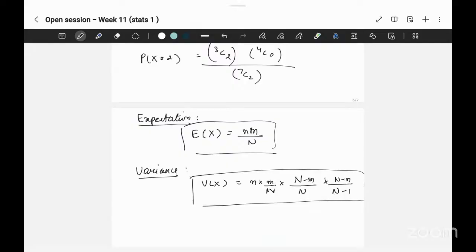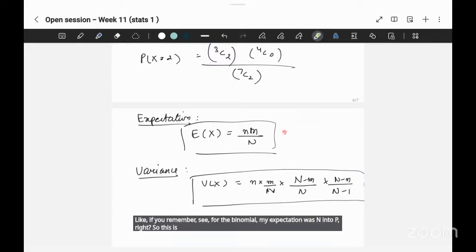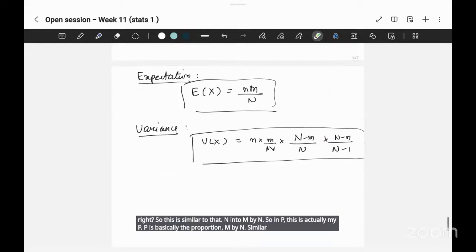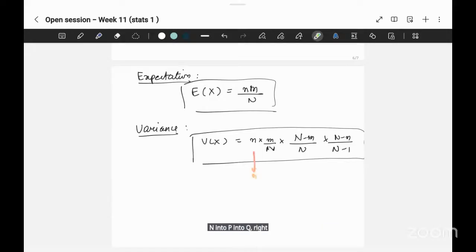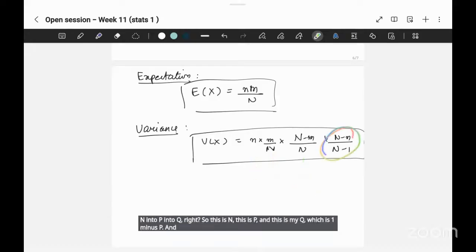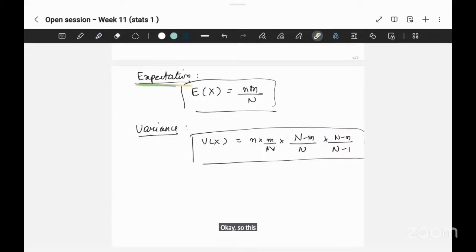Okay, so if you want to remember this, see, for the binomial my expectation was n into p, right? So this is similar to that, n into m by N. Here my p is basically the proportion m by N. Similarly for variance, you know that the binomial variance is n into p into q, right? So this is n, this is p, and this is q, which is 1 minus p. And I just have an extra term, which is capital N minus small n upon capital N minus 1. Okay, so this is what my expectation is.